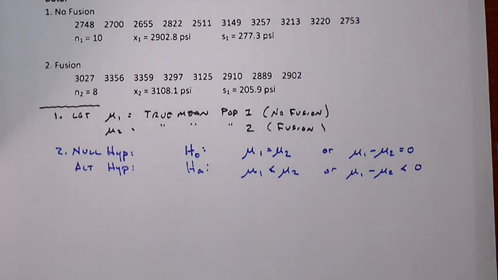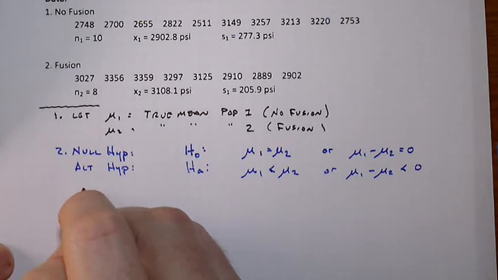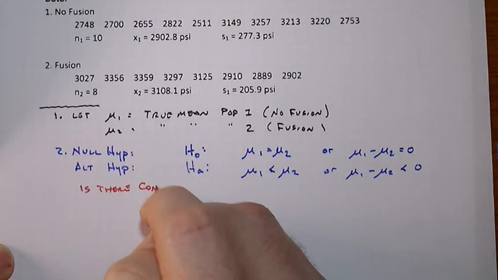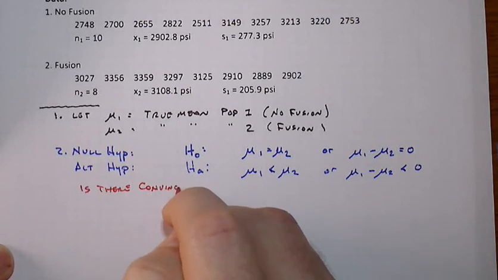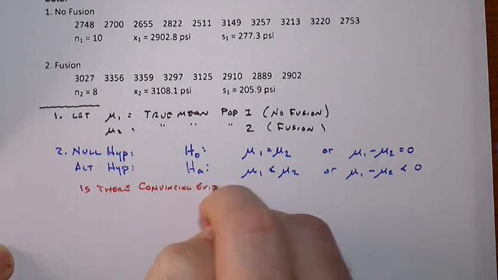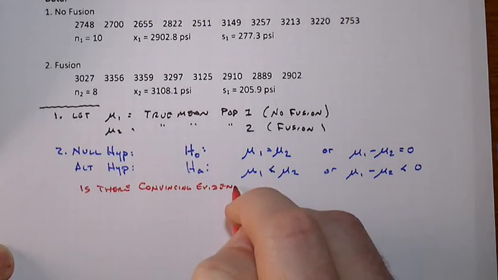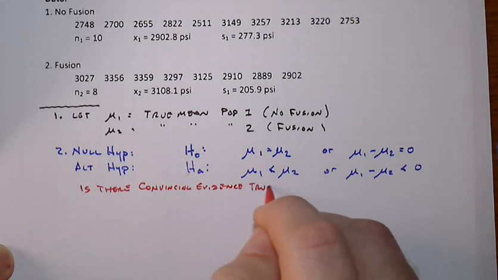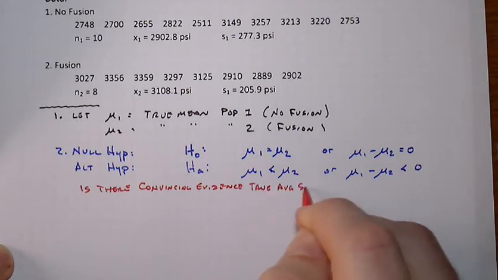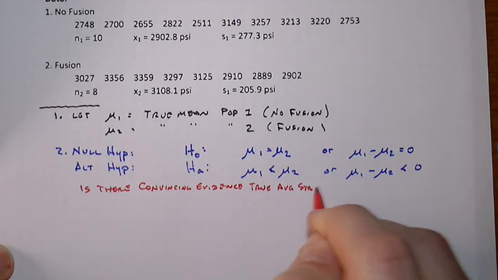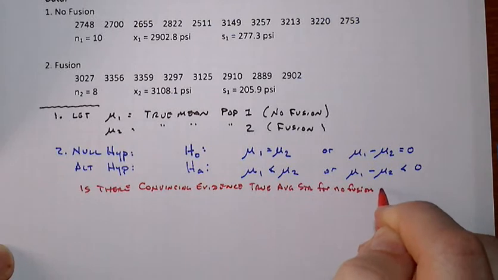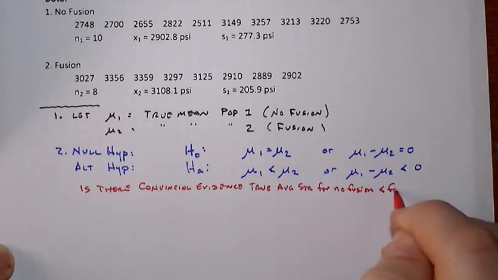Okay, and so we come down to the real question in words: is there convincing evidence that the true average strength, that is the tensile strength, for the no fusion process is less than that where we did use the fusion process?